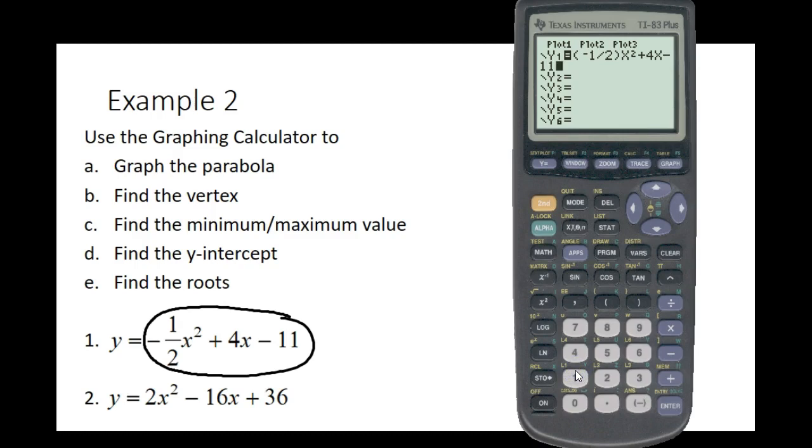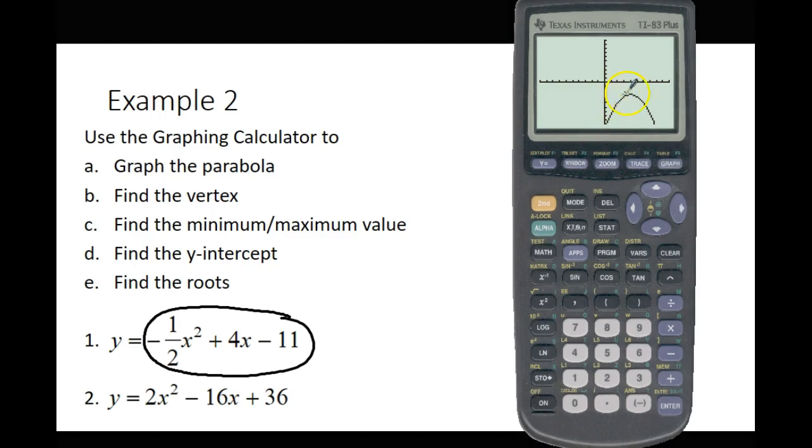Okay, so let's push the graph button. When you're done, push the graph button. Your graph should look like this. Okay? So question number one to you guys. Does this graph have a minimum or a maximum value? It has a maximum because it's upside down, right? And when it's upside down, the highest point would be something we call a max, right? So it has a maximum value. All right, so we got that.